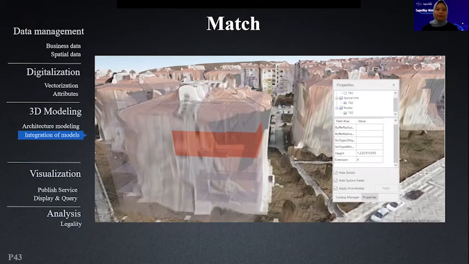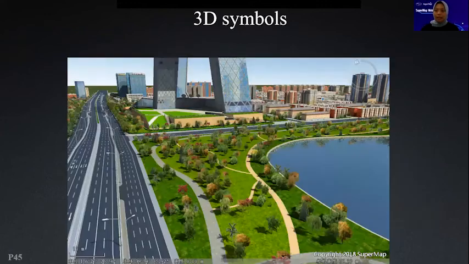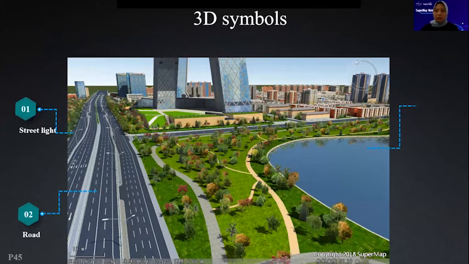And here is the model, the SuperMap iDesktop 3D symbols. So we provide rich and realistic 3D symbols for many purposes, such as city furniture like trees, fire hydrants, valves, or cars, bus stations, and also railways, and many more. We have many more 3D symbols that are available in SuperMap iDesktop. And these 3D symbols can help us to create a digital twin precisely matching reality and give us a vivid image of interpretations in 3D models.